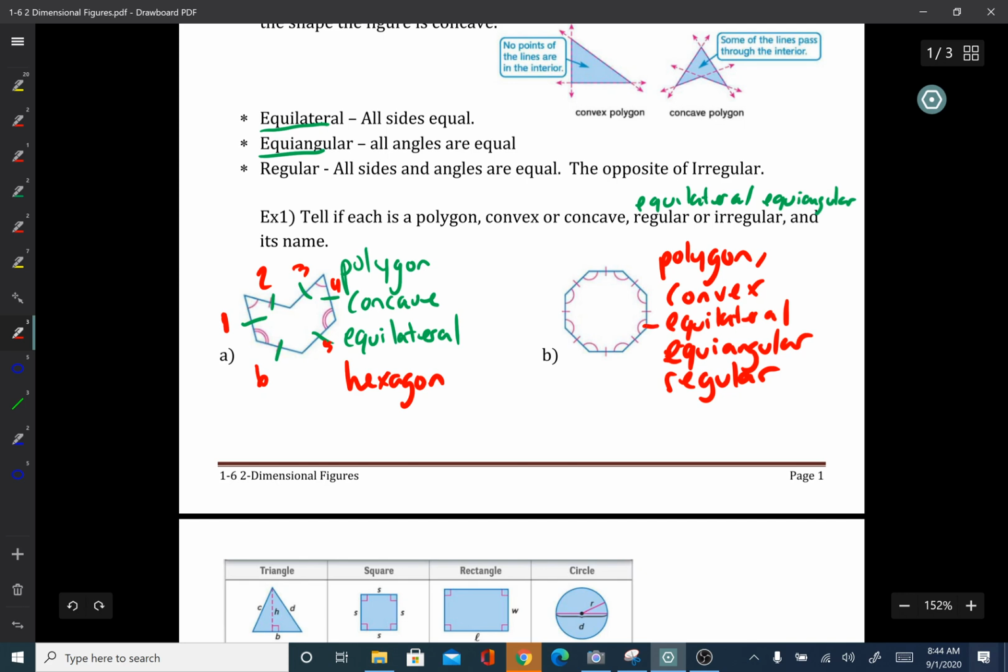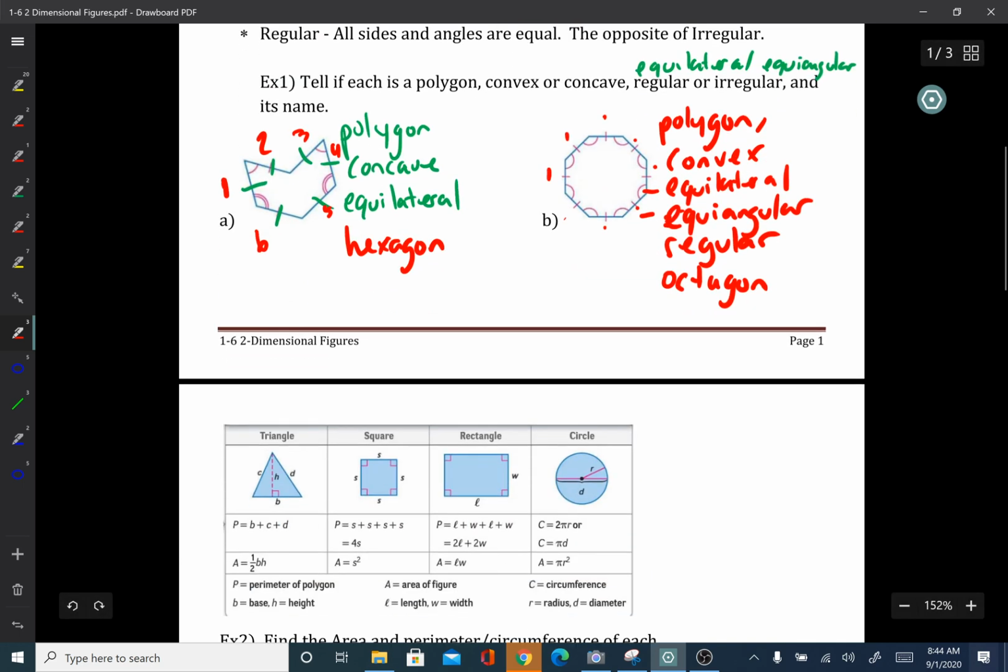Now, if it's equilateral and equiangular, that makes it regular. You don't have to write these two. If you just write regular, I'll give it to you. That's the same thing as saying it's equilateral and equiangular. And then what kind of shape is it? Well, it has, let's see, 1, 2, 3, 4, 5, 6, 7, 8 sides, so it's an octagon. All right, pretty simple, right? Just a lot of vocabulary.